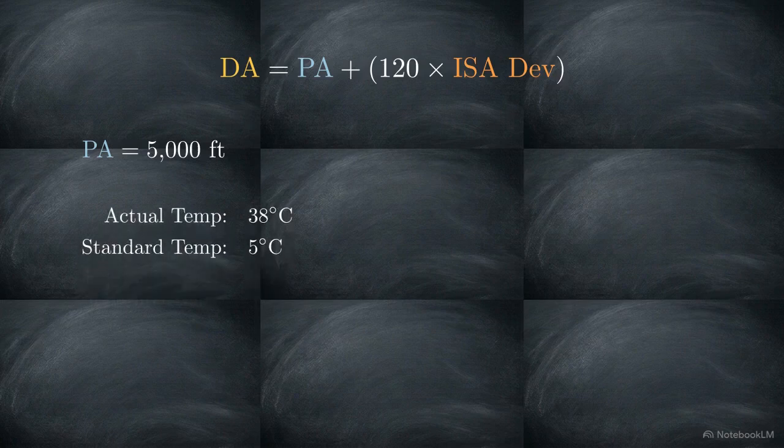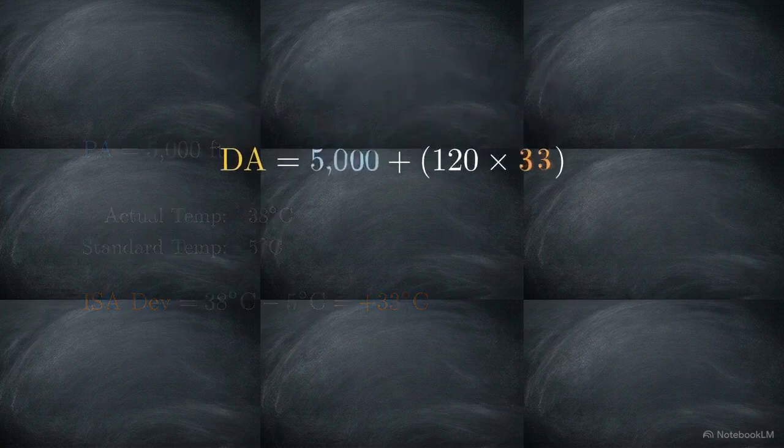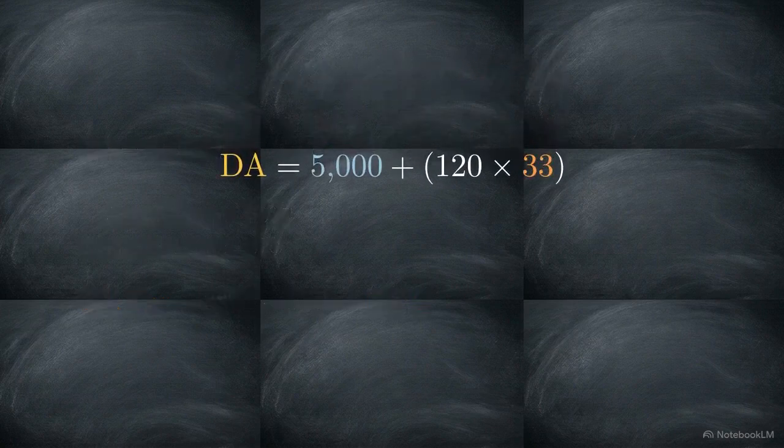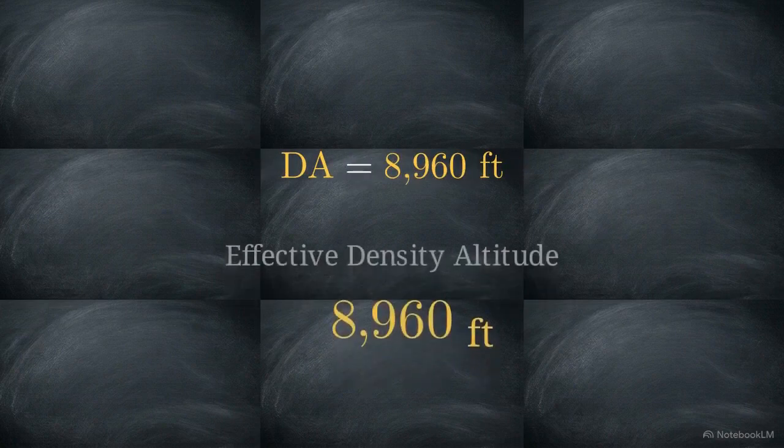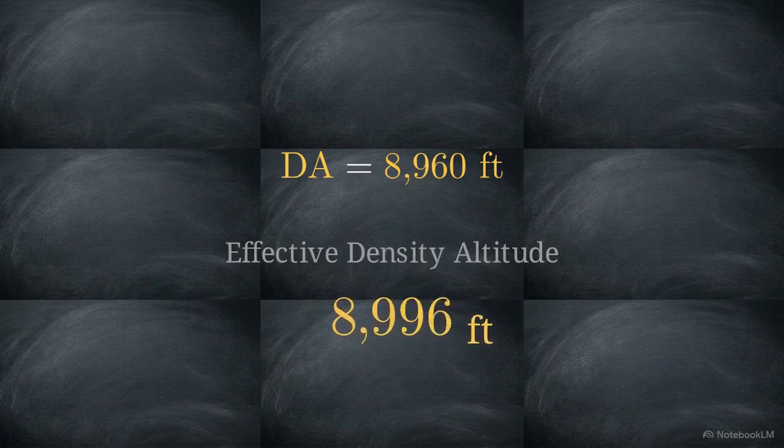This next step is where errors often occur. To find the ISA deviation, you must subtract the standard temperature from the actual temperature. 38 minus 5 gives us a positive deviation of 33 degrees. Now we complete the math. 120 times 33 is 3,960. When we add that to our pressure altitude of 5,000, we find a density altitude of approximately 8,960 feet, roughly 9,000.